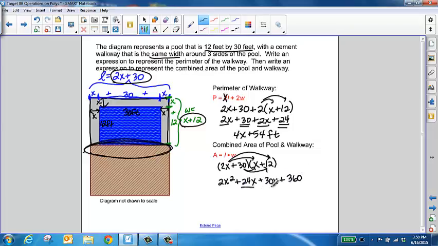And then we're going to combine our like terms to give us 2x squared plus 54x plus 360. So now this is our expression to represent the combined area of the pool and walkway. And since it's area, we want to use appropriate units, which would be feet squared.